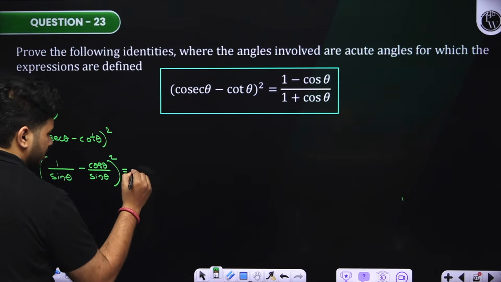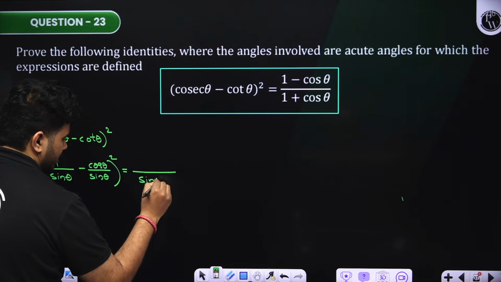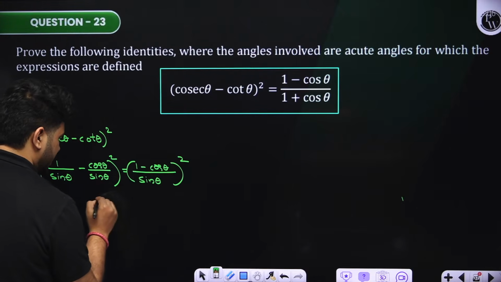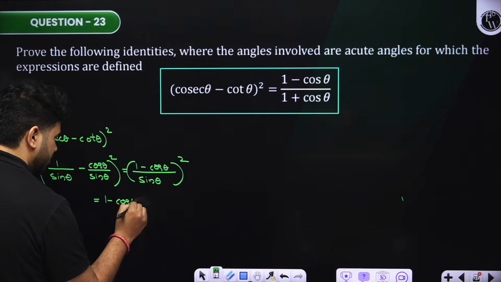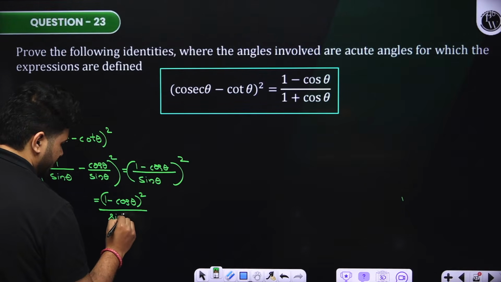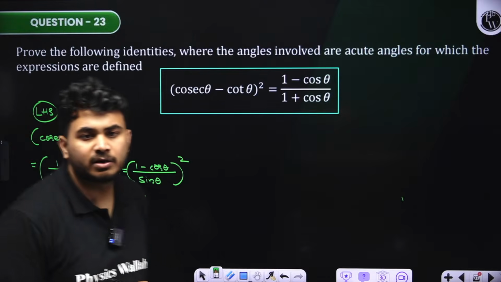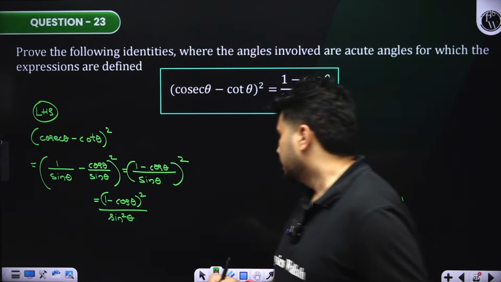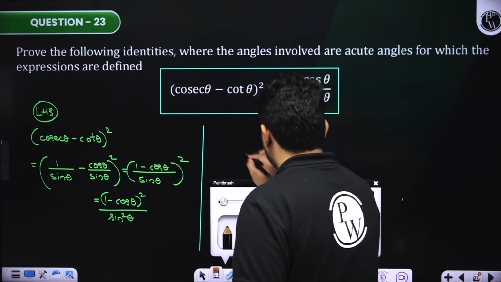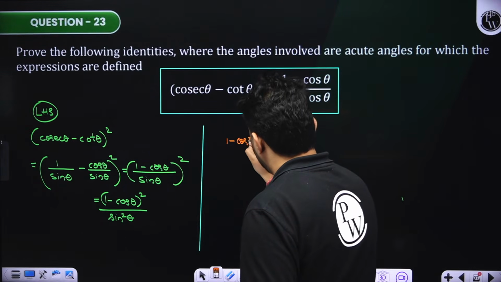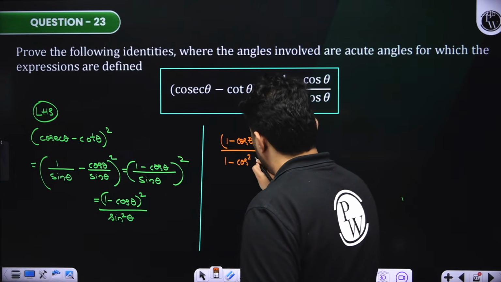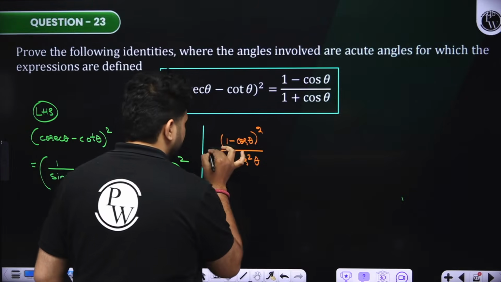Or else if you want, the LCM is sin theta over here and 1 minus cos theta whole square. Correct or no? Which can be written as nothing but what? 1 minus cos theta whole square divided by sin square theta. Clear? Now sin square theta, how can we write it down, students? Can we write it down as 1 minus cos square theta? So 1 minus cos theta whole square divided by 1 minus cos square theta.